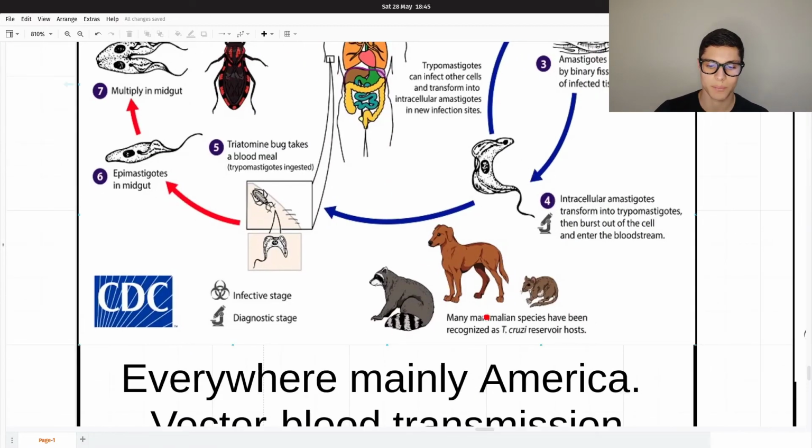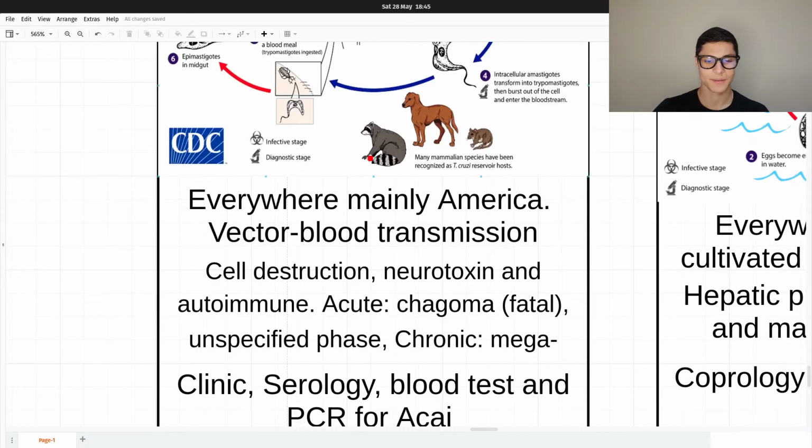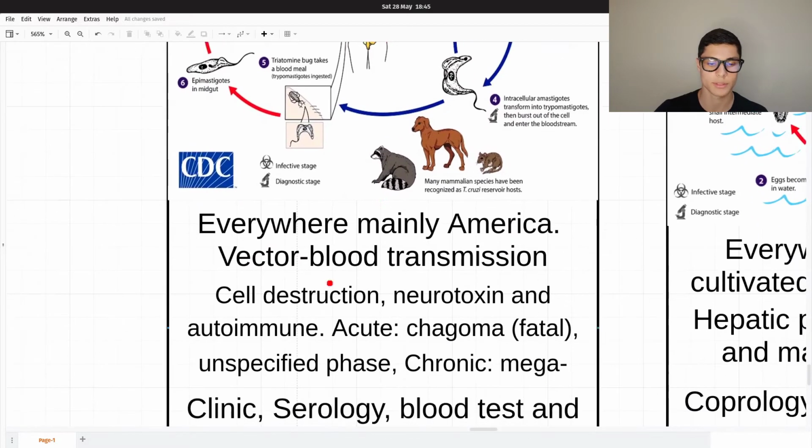And we have to mention that many mammalian species have been recognized as reservoir hosts. We can find this parasite everywhere, and mainly in America. We have to mention also vector and blood transmission. Vector is from mosquitoes and bugs, of course, and blood, because if we have a transfusion, well, we will probably get infected.